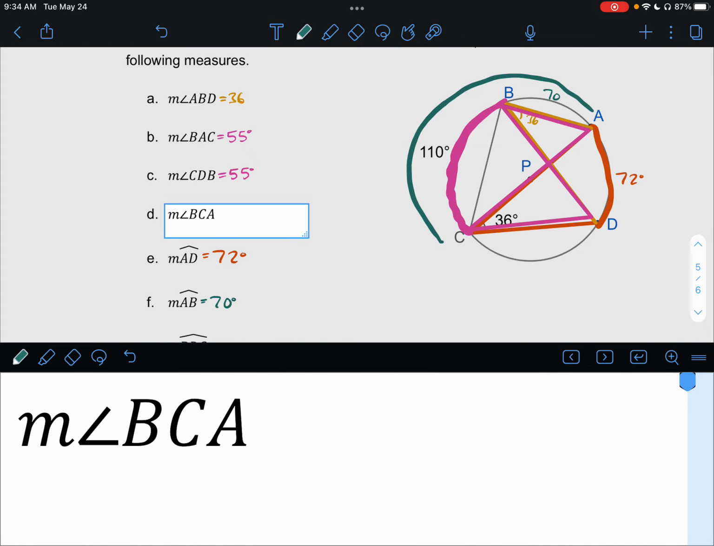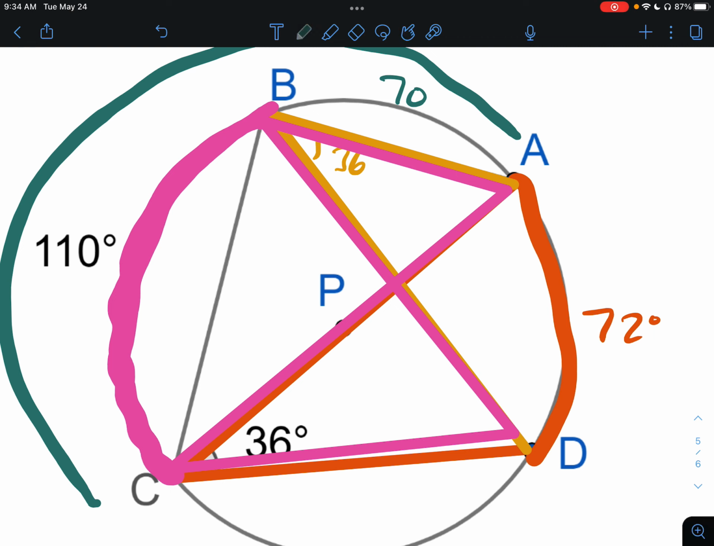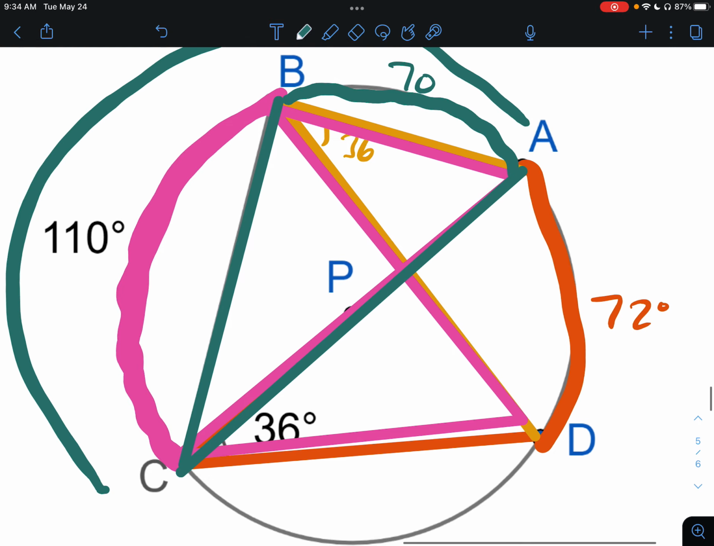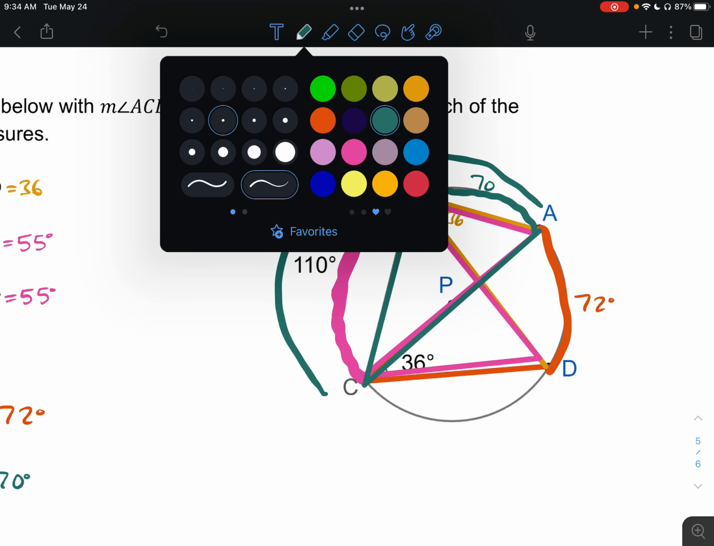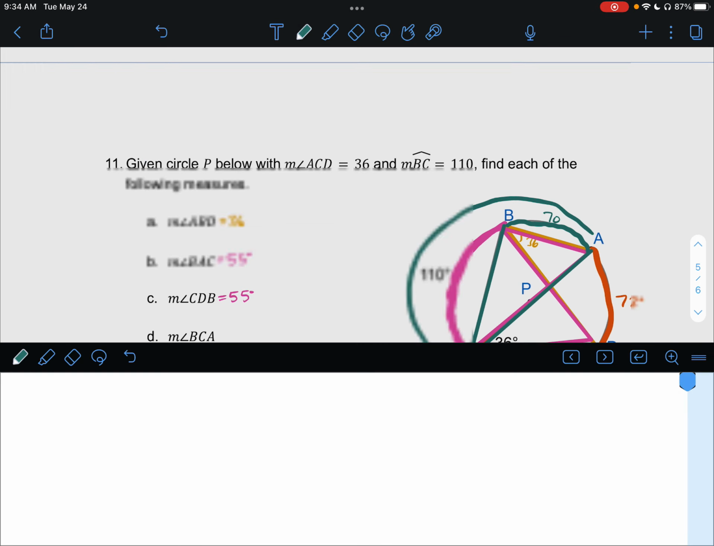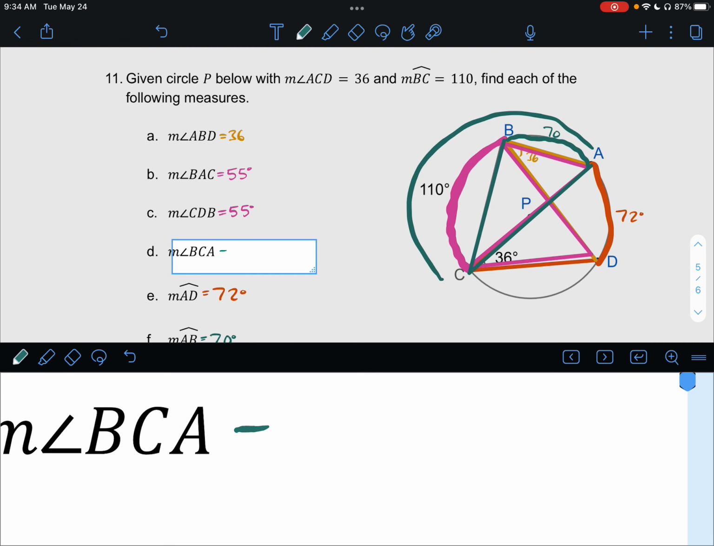And now I want the measure of angle BCA. So BCA is going to be this angle formed here. And again, that's another inscribed angle. So I just need to take half of 70 here to get that BCA is going to be 35. So BCA equals 35 degrees.